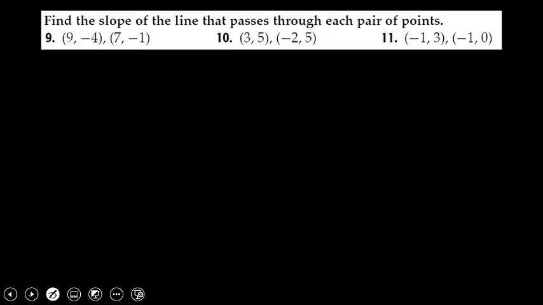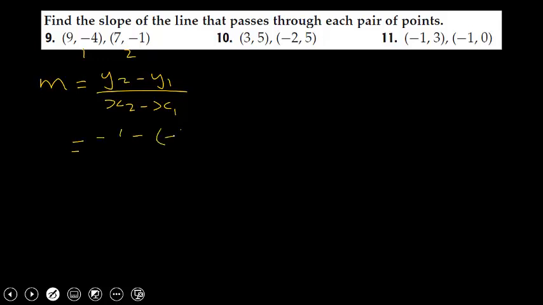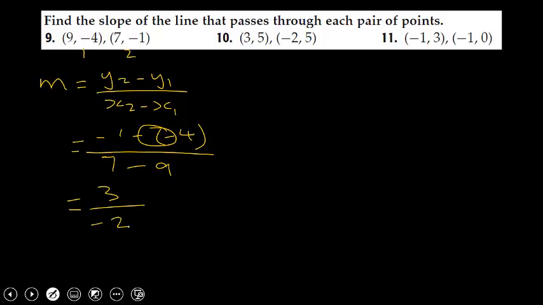Question 9, find the slope of the line that passes through each pair of points. Exactly the same. So that's point 1 and point 2. m is equal to y2 minus y1 over x2 minus x1. So m is equal to minus 1 minus minus 4 over 7 minus 9. That's a plus. Minus 1 plus 4 is going to be 3 over 7 minus 9 is minus 2. So my answer is going to be m equals minus 3 over 2.